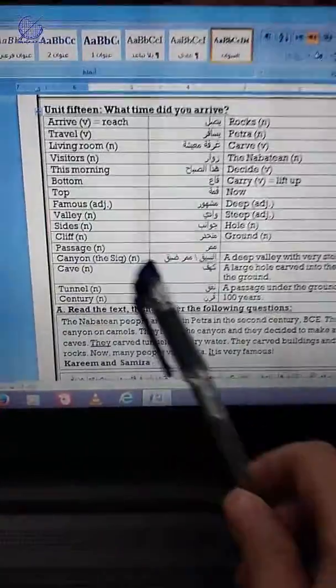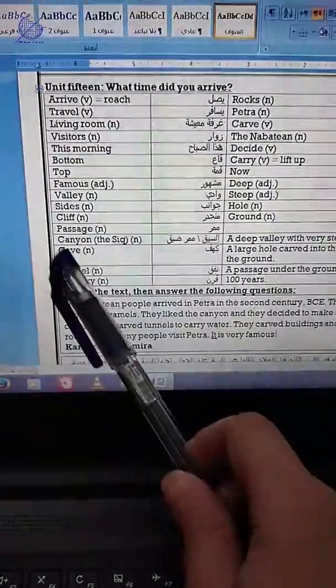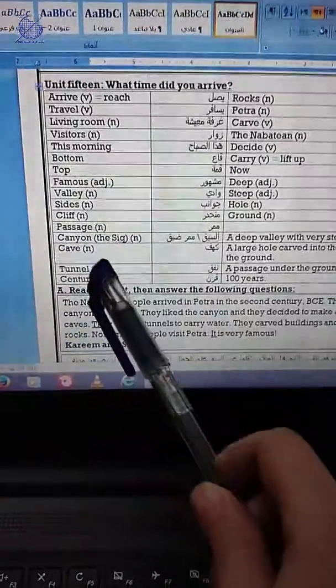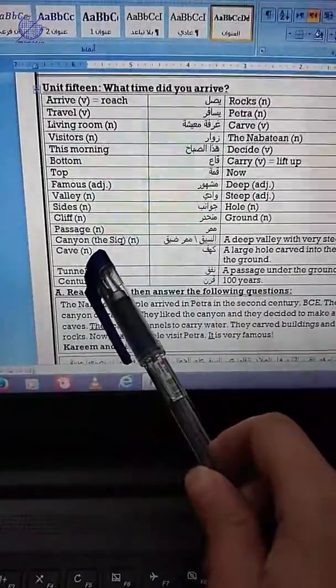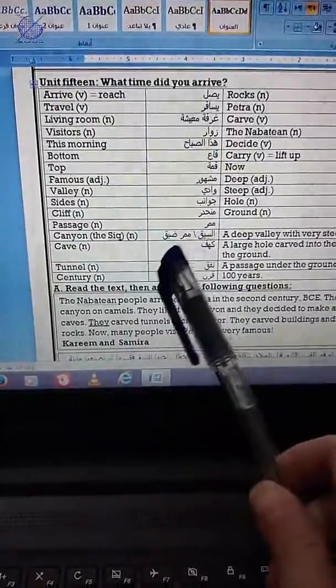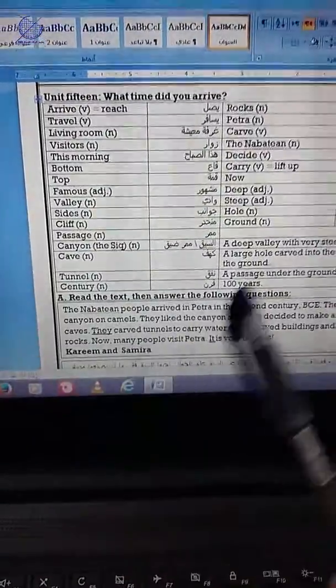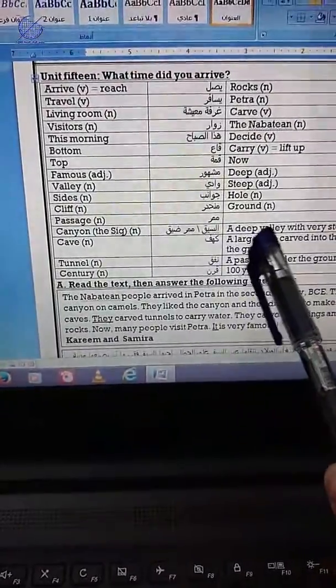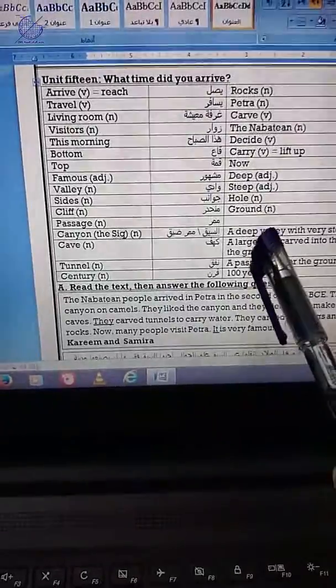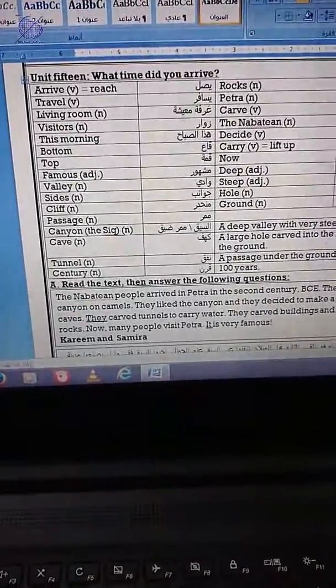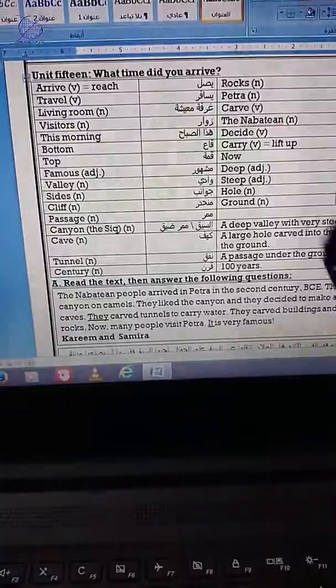Sides, noun, جوانب. Cliff, noun, منحدر. Passage, noun, ممر. Now here we have the English meaning. Canyon, or the سيق, noun, because it is a narrow passage. In English, a deep valley, وادي عميق with very steep sides, بجوانب جدا منحدرة.